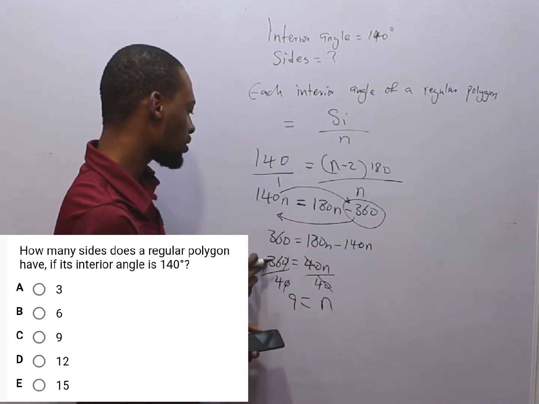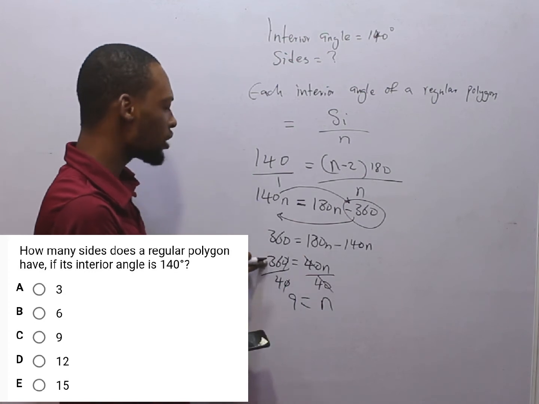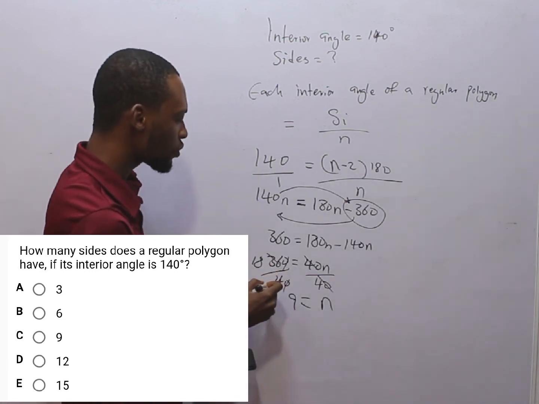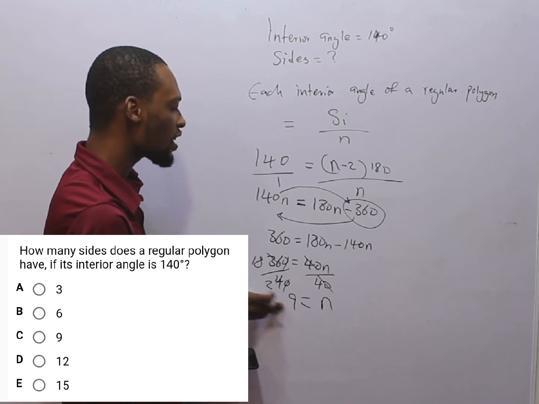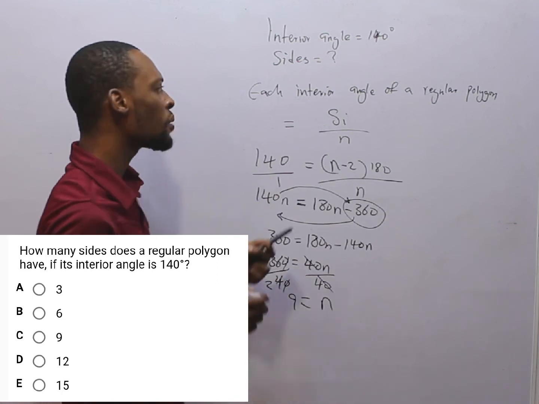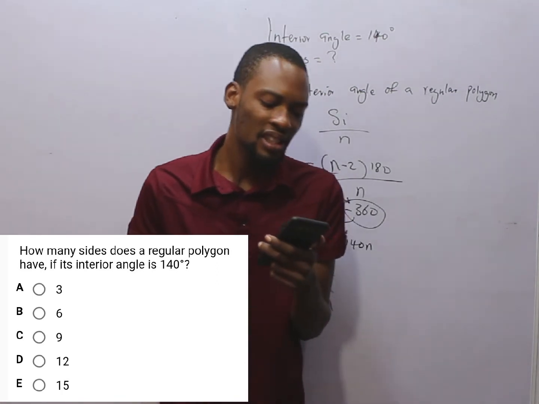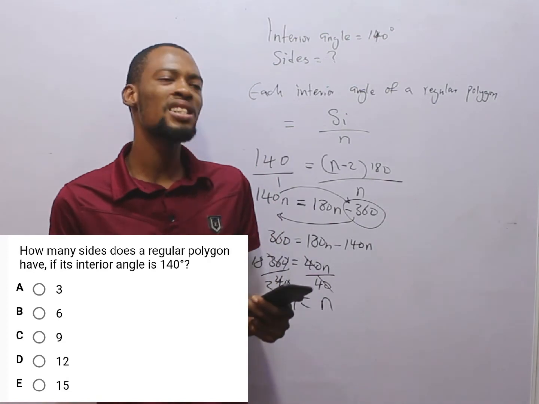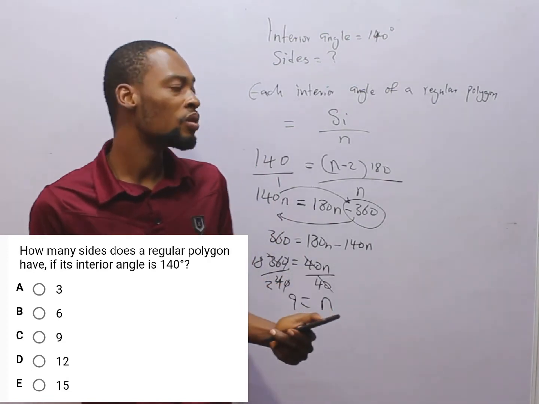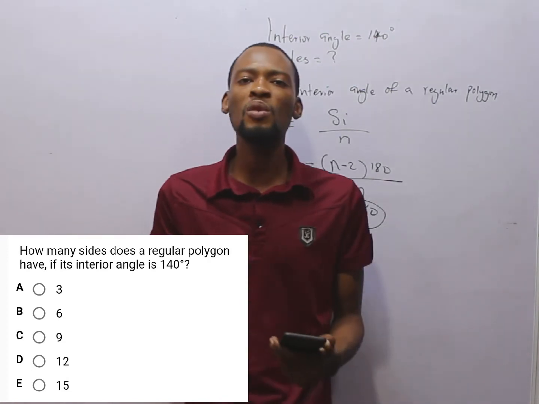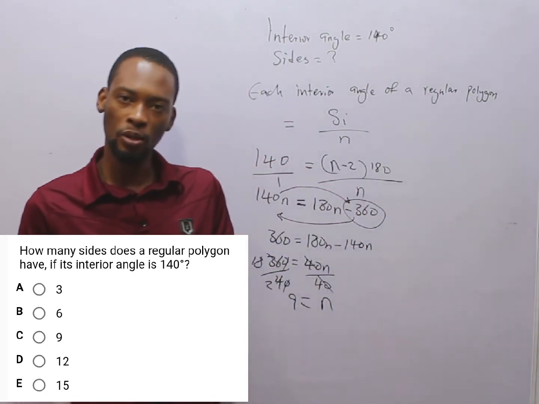Because if 2 go here, you have 18. If 2 go here, you have 2. 18 divided by 2 is 9. So the number of sides is simply 9. And what is a polygon with 9 sides? A polygon with 9 sides is referred to as nonagon.